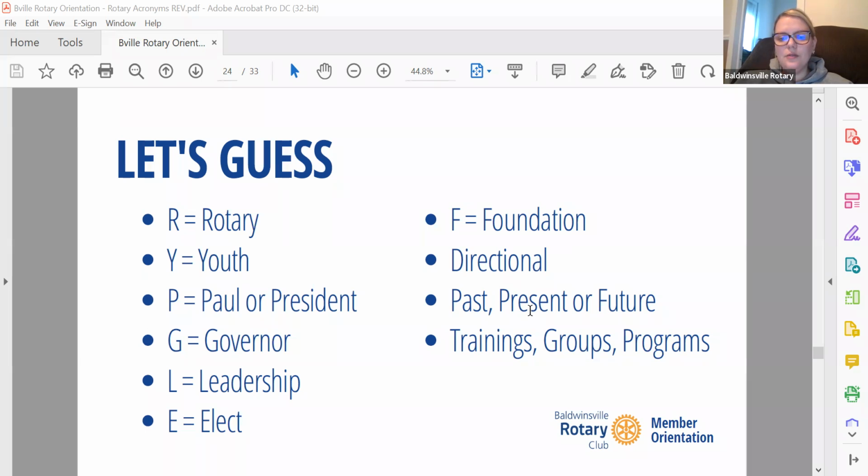And then also these last three bullet points to consider: think about if something's directional or locational, like district or club, north or south. If it's part of the past, present, or future, we talked about past district governors, past presidents, or future, if it has that elect at the end, that E, that means that they're the next person in line. And then think about, could this acronym be for a training program or a group or some other Rotary program, to identify what those letters might mean.